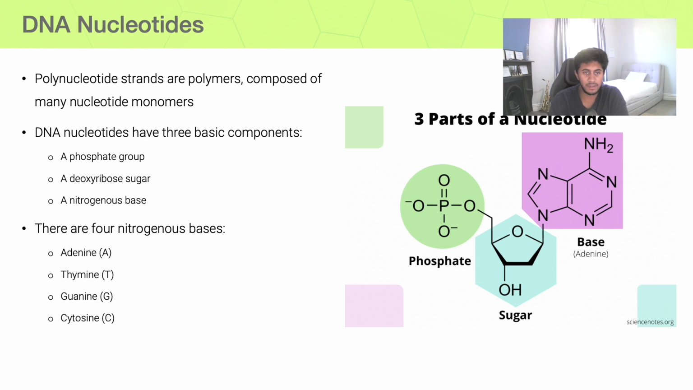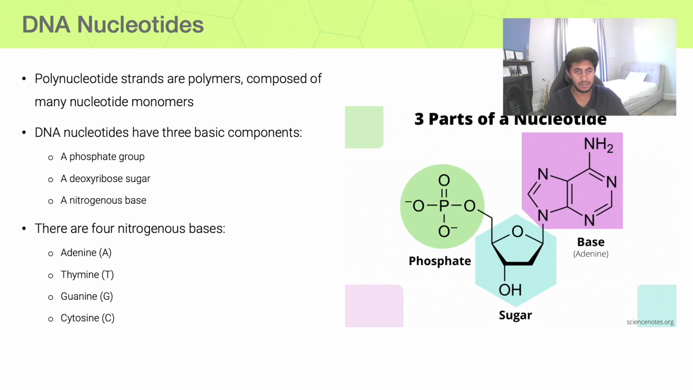So we're looking here at DNA nucleotides, and they're really the basic unit of life in DNA. Polynucleotide strands are polymers and are composed of many of these monomers called nucleotides. Now, if you're not familiar with what a polymer is, it's basically a bunch of things that are joined together to form a strand, and the polynucleotides are no different. The monomers are these building blocks. Think of them almost like Legos that you assemble together to make a larger structure.